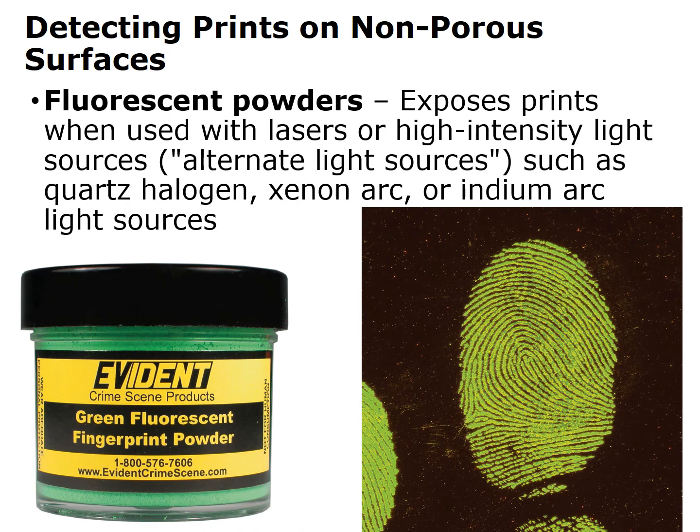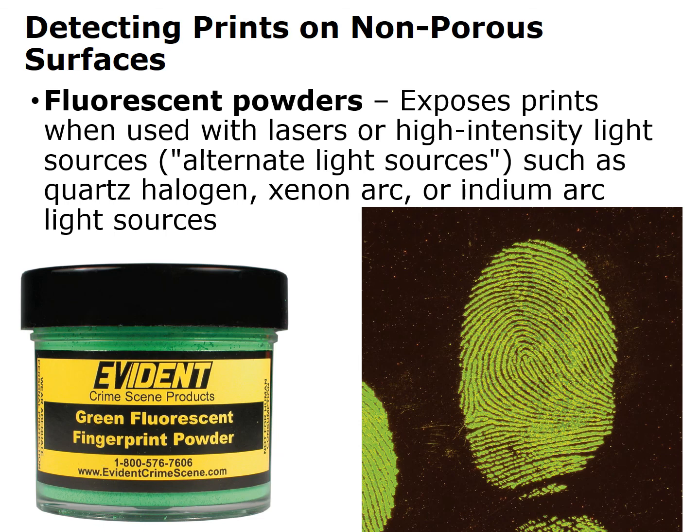Sometimes, instead of black or gray powders, a criminalist will use a fluorescent powder. The advantage to using fluorescent powders is that you can use lasers or high-intensity light sources, also known as alternate light sources, such as quartz halogen lights, xenon arc lights, or Indian arc light sources, and this will cause the developed fingerprint to almost glow in the dark.